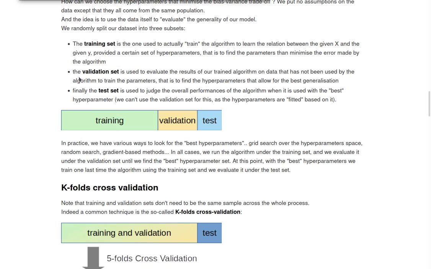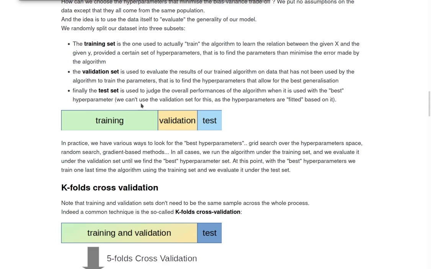Normally this training set is the biggest one. A second, smaller set is called the validation set, which we use to evaluate the results of the trained algorithm on data that, importantly, has not been used to train the algorithm.